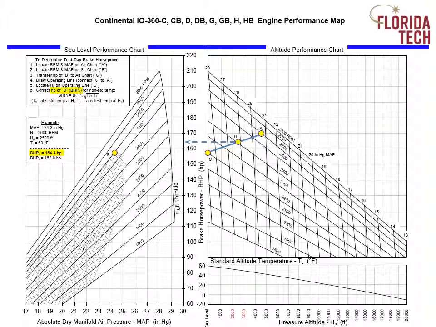For step 6, we start at point D and we go horizontal until we intercept the y-axis on the left-hand chart, and we read off the standard day brake horsepower. For this example, it's 164.4.